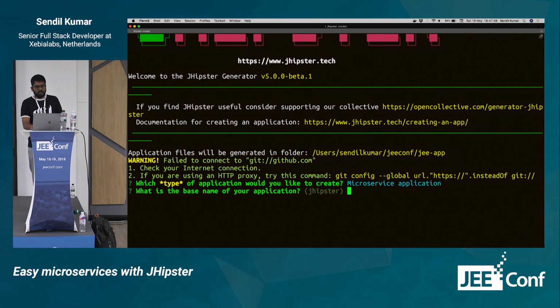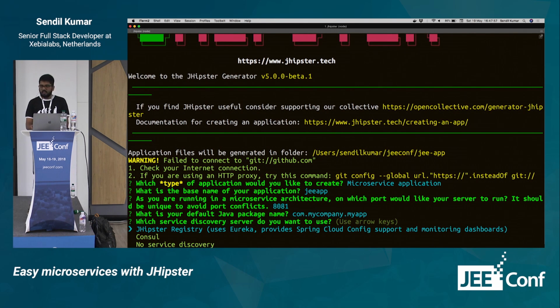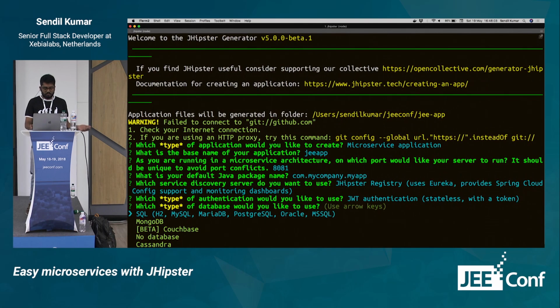And then it asks for your name. Let me give it as JE app. And then it asks for the port number, followed by the package name. And here, the service discovery. I'm going to choose all the basic options that I've chosen in the previous one. Same registry, same type of authentication.